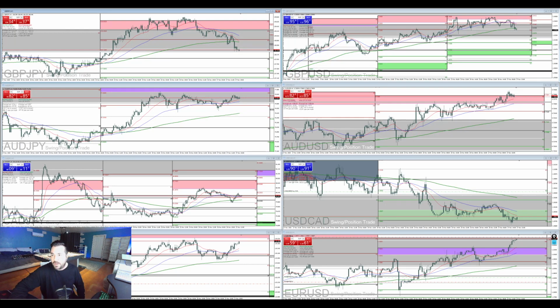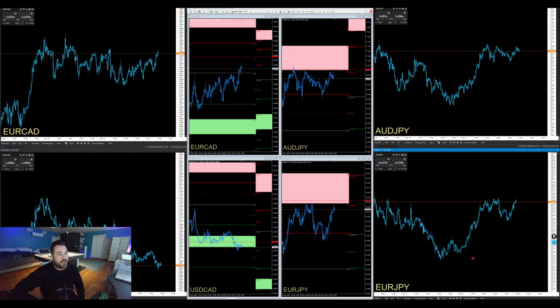Let's go ahead and pull off into the Four Horsemen and see where we're at here. Looks like we're going to be opening up near the M3 on the Euro Yen, near the M2 on the USD CAD, near the M3 on the Euro CAD, and near the M3 on the Australian Yen. We're going to start off with those ones first.